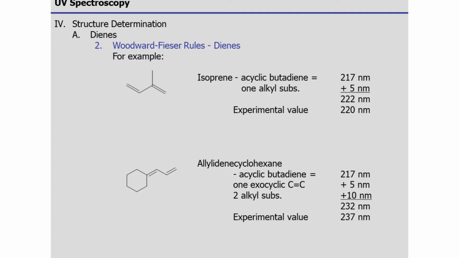For example, isoprene has a base value of 217 nanometers with an additional 5 nanometers for one alkyl substituent, resulting in an experimental value of 222 nanometers. Allylidene cyclohexane has a base value of 217 nanometers with increments for substituents, resulting in 237 nanometers.